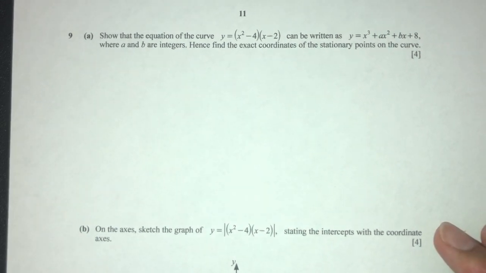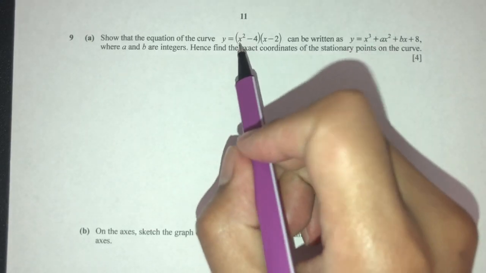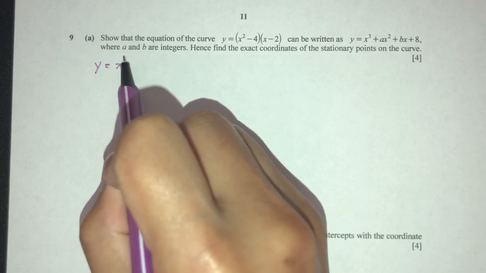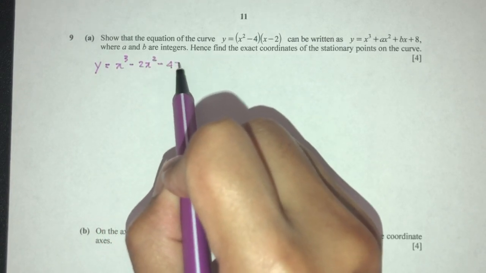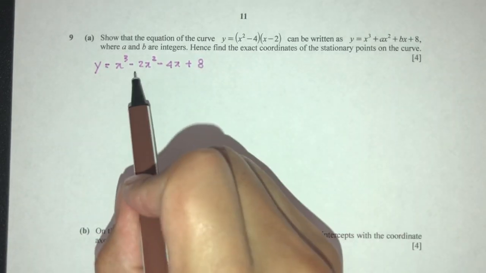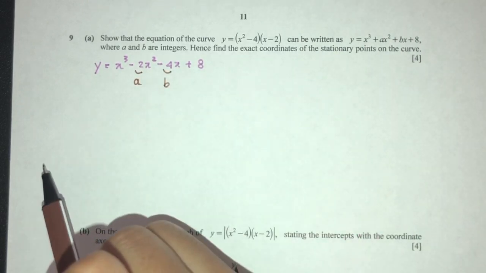Now let's move on to question number 9. So here we have to show the equation of the curve can be written in this form. So we just have to expand. First things first, this times this will become x to the power 3 minus 2x squared minus 4x plus 8. As you can see, the value of a here is minus 2, and the value of b here is minus 4.